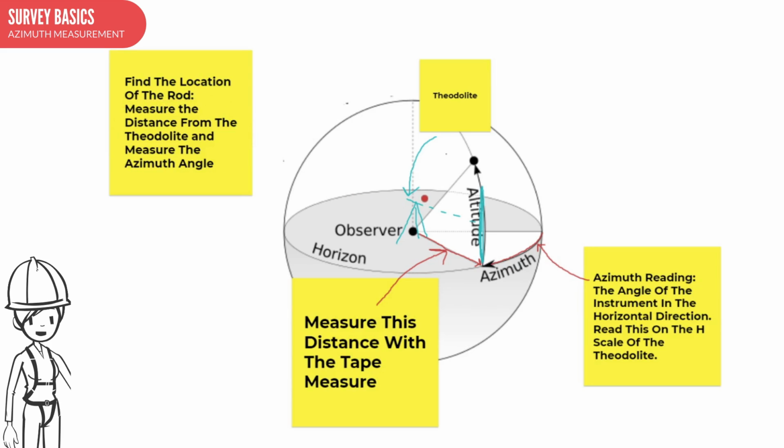Here you see the theodolite and the rod. You often measure the distance to the rod with a tape measure. That leaves the azimuth angle. The azimuth angle is the horizontal angle measurement for the 0 point as the theodolite is turned to line up with the rod.